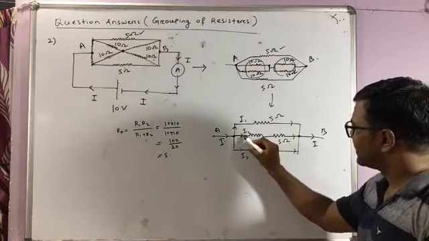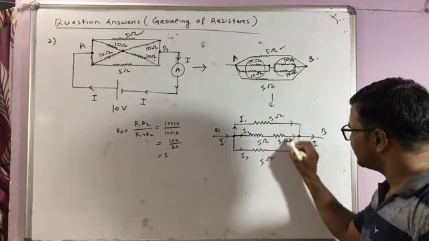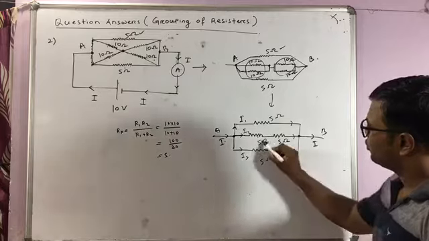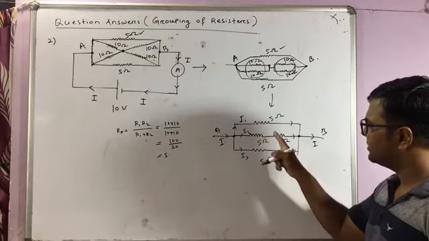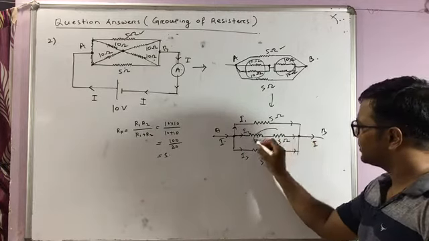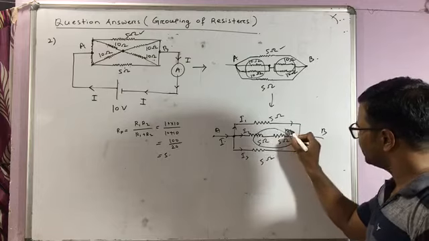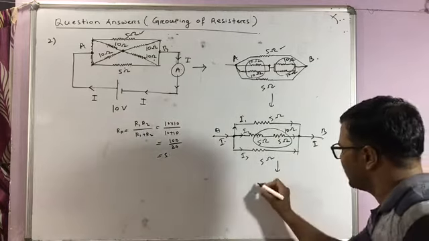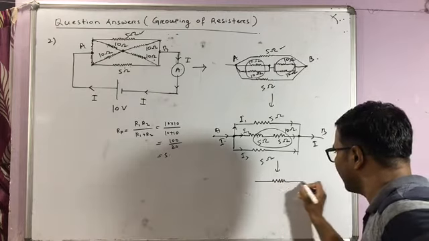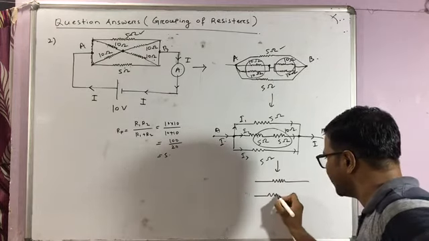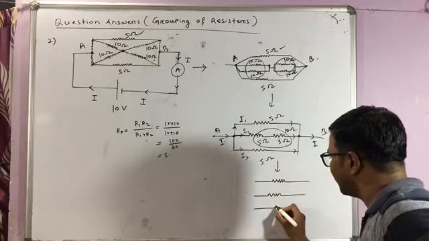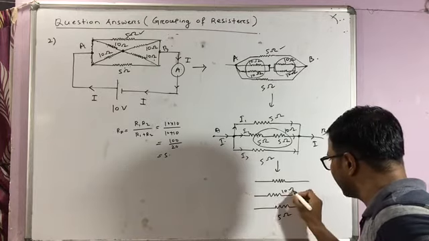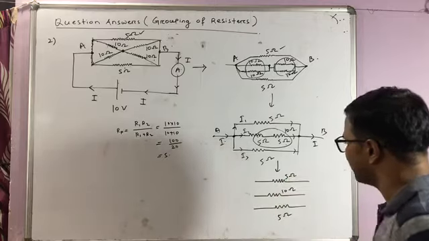Now you see, this I2 amount of current will pass through this 5 ohm, means this and this, they are in series. So two 5 ohm resistances in series means 5 plus 5, so the total resistance will be 10 ohm. Now again we can redraw this diagram like this. One 5 ohm here, one 10 ohm here, and one 5 ohm again here. This is 5 ohm, this is 10 ohm, and this is 5 ohm.